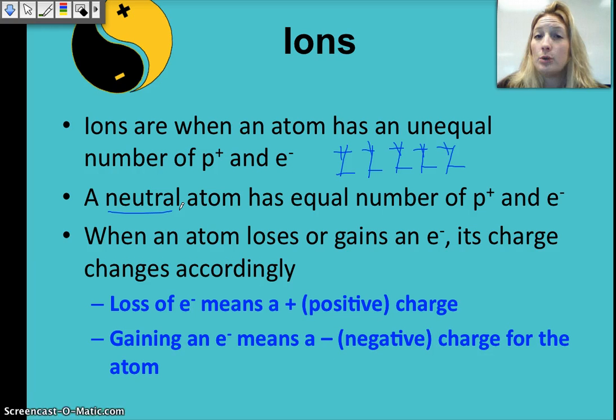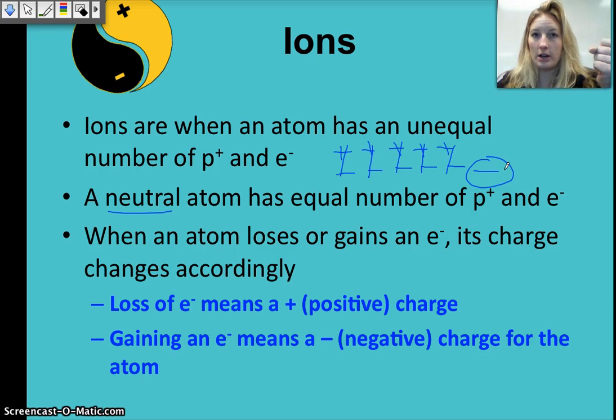But when an atom loses or gains an electron, so say we gain another electron there, its charge changes. There's nothing there to cancel it out. So it gains a charge. That's what we're looking at with ions. Keep in mind, protons never change. You cannot add or subtract protons. You can only add or subtract the electrons. So if we lose an electron, we gain a positive charge. If we gain an electron, we get a negative charge.